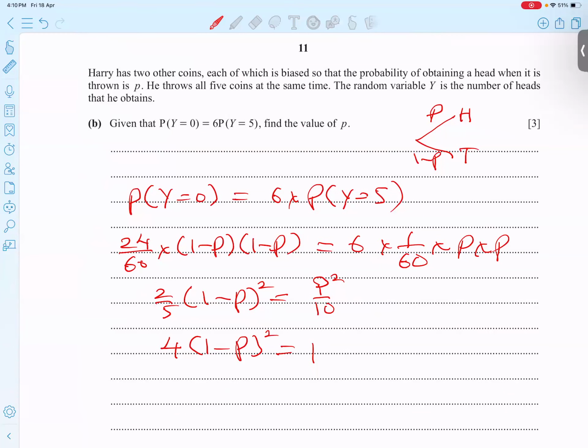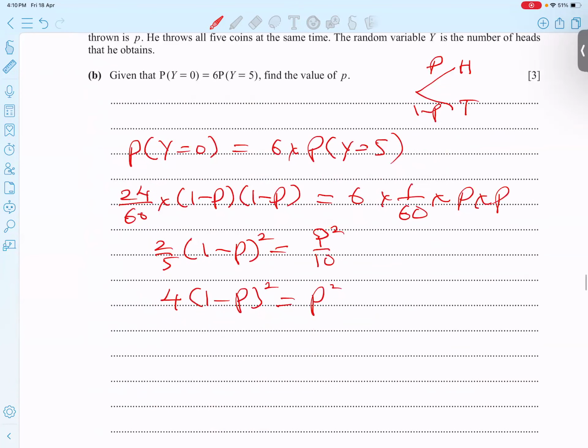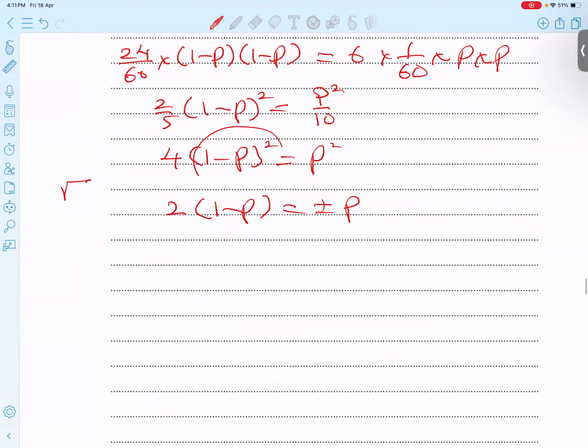I believe you're understanding. So I can have 2 choices. I can expand the bracket or take a square root of both sides. I got 2 times 1 minus P, and here I'm writing plus and minus P. Or expand the power 2, multiply 4 inside, bring P squared here, and apply the quadratic formula or factorization. Long working, but this is time saving.